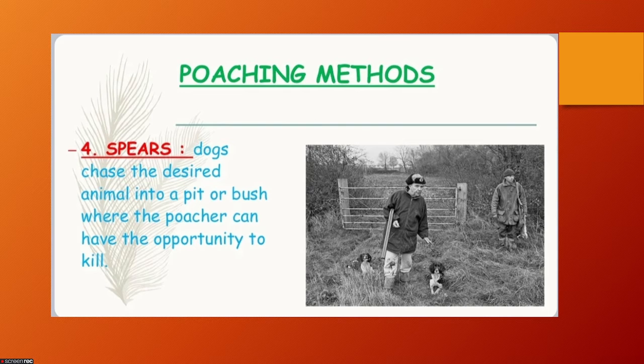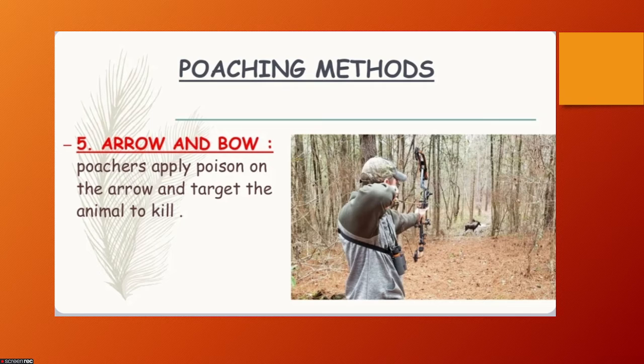Next is spears. In this, the dogs chase the desired animal into a pit or bush where the poacher has the opportunity to kill. Now the next is arrow and bow. This is a very old and traditional method for poaching or killing animals. Basically, poachers apply poison on the arrow and they target the animal to kill. It is quite a traditional method of poaching.